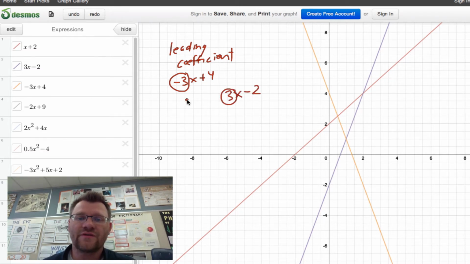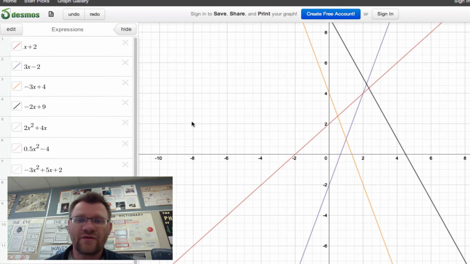So the leading coefficient tells you which quadrant they're going to start in and which quadrant they're going to end up in. So again, if it's positive for a linear function, it starts in 3, ends up in 1. But if it's negative for a linear function, it starts in 2 and ends up in 4. And just to illustrate that point, I have put in one more line, negative 2x plus 9.